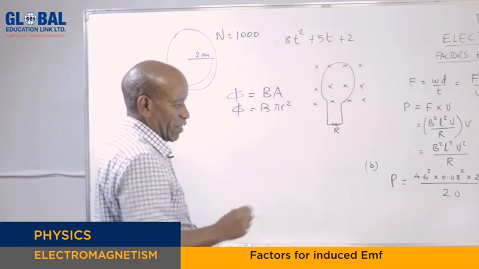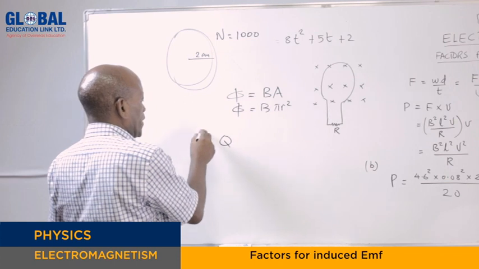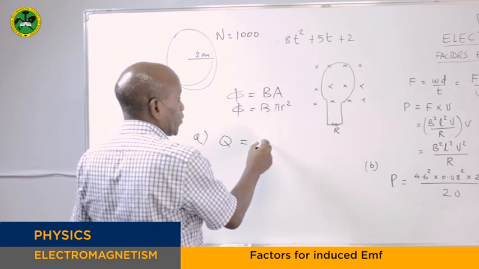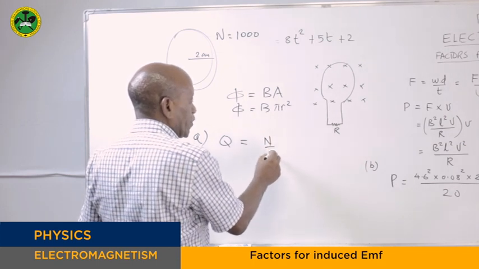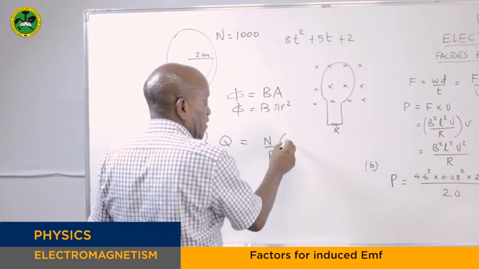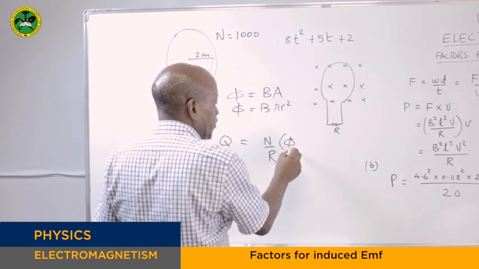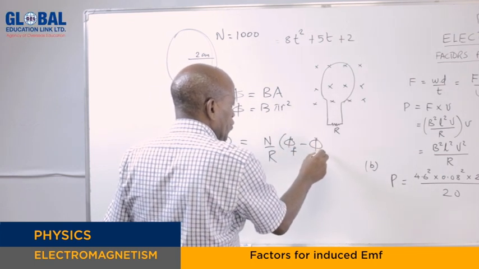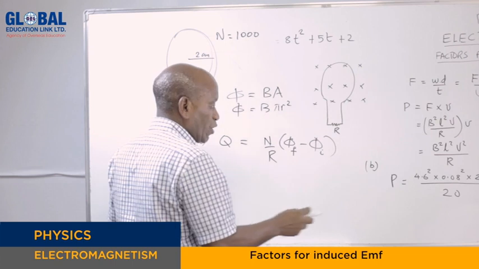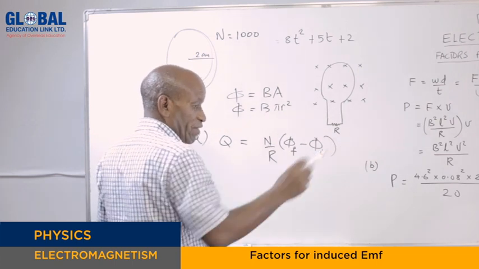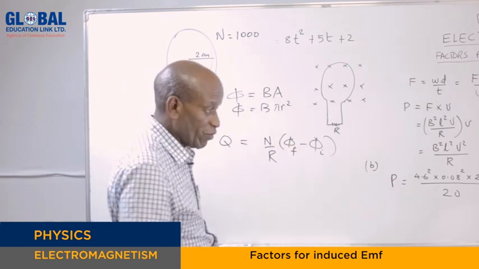Having obtained the magnetic flux, for part A, the amount of charge induced will be equal to the number of turns over the resistance times the change of the magnetic flux. So you look at the final minus the initial magnetic flux. The final was 0, and the initial you have just obtained. If you substitute there, you will get the amount of charge induced in the coil.